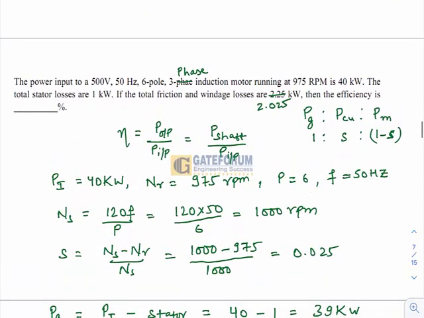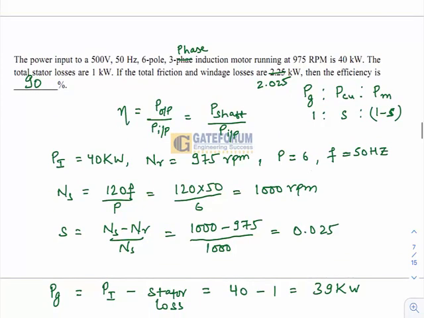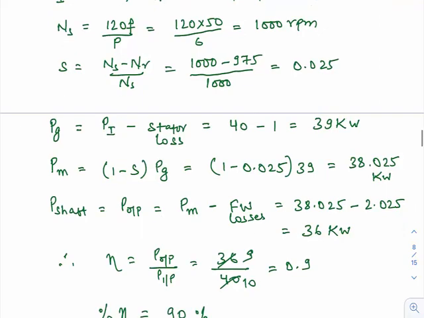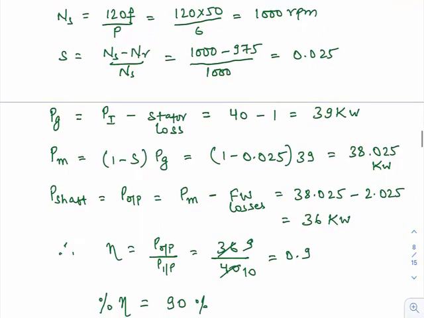So what is the efficiency? 90%. Okay, so this is how you can tackle this question. We have done several questions on this particular topic, that is power flow diagram, and the questions that are given from this are generally simpler, because if you know the relation and the power flow diagram concept, you can easily handle all these questions. Okay, so the efficiency would come out to be 90%.